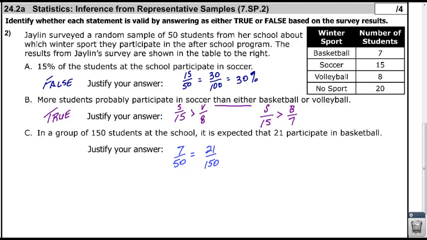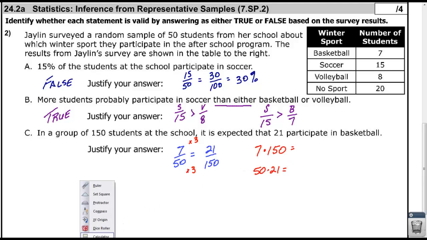In this case, I can see that it's true because if I multiply 7 times 3, I get the 21, and 50 times 3, I get the 150. That's the idea of using a big 1 to check. Here's another way to check. Another way to check is to multiply across. So 7 times 150, 50 times 21, and this is a way that you can always verify a proportion.